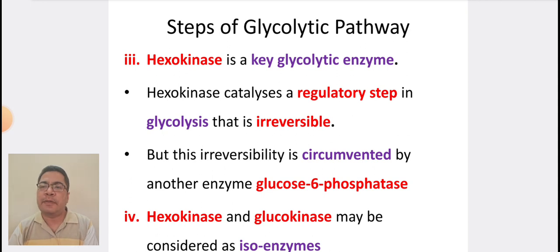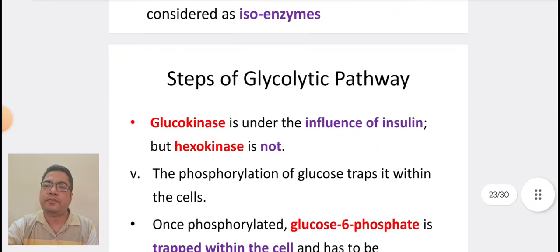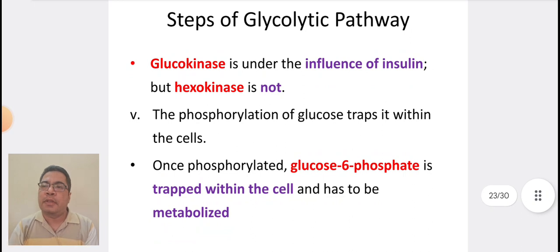But this irreversibility is circumvented by another enzyme, glucose 6-phosphatase. Hexokinase and glucokinase may be considered as isoenzymes. Glucokinase is under the influence of insulin, but hexokinase is not. The phosphorylation of glucose traps it within the cells. Once phosphorylated, glucose 6-phosphate is trapped within the cell and has to be metabolized.